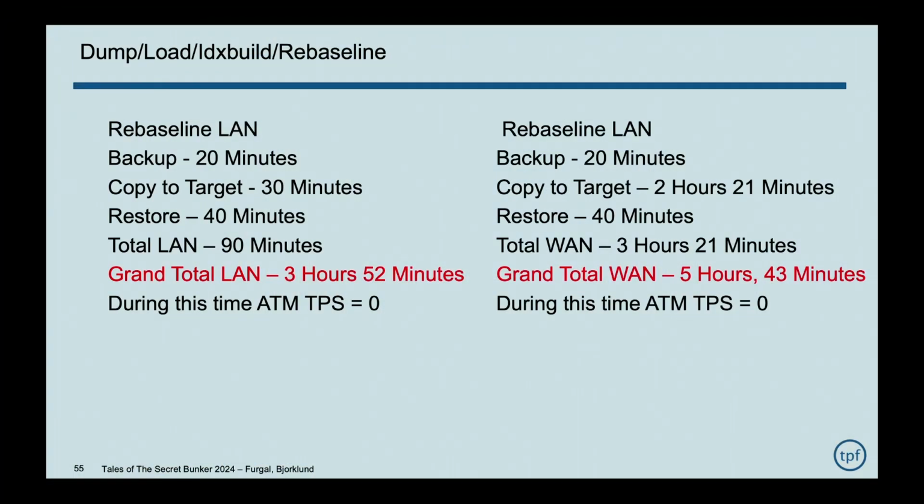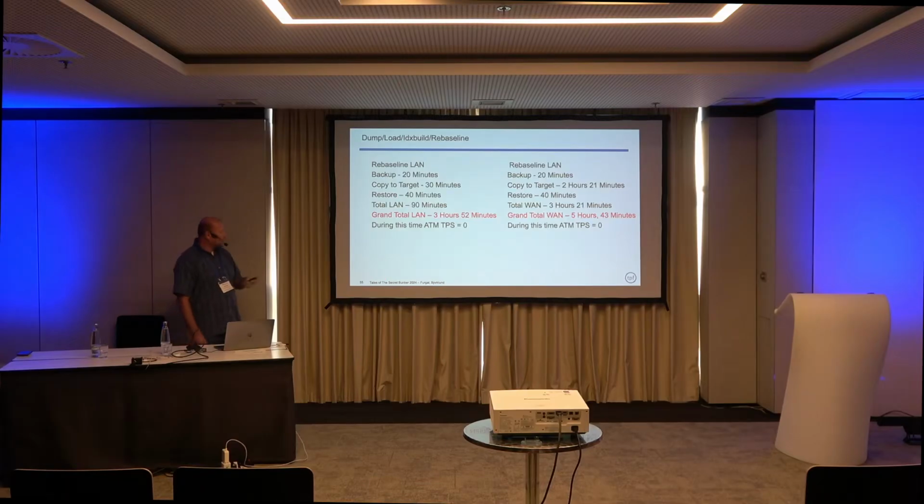How about the copy? We had to back it up after we did this, copy it to the target and restore it. So 20 minutes, 30 minutes, 40 minutes, for a total of LAN time of 90 minutes. Add the dump and load time in there, and you have a grand total of LAN of 3 hours and 52 minutes with the ATM TPS of 0. Because there's all downtime, you can't be running your application at this time. So how much money are you losing for these 3 hours, 52 minutes is really the question.